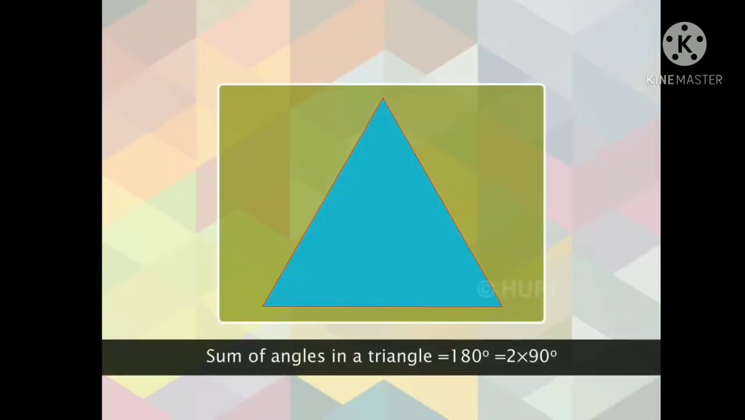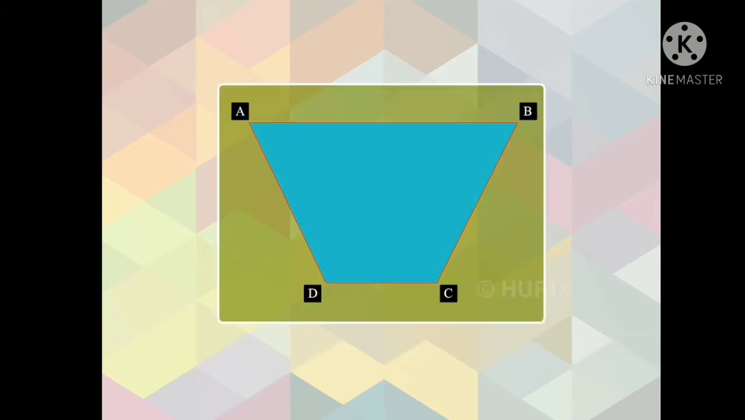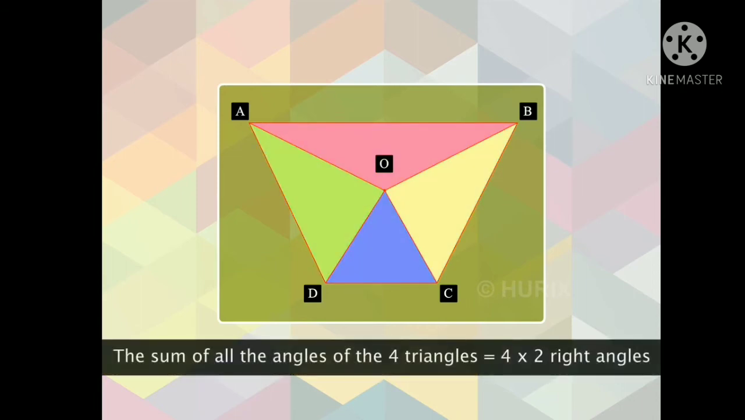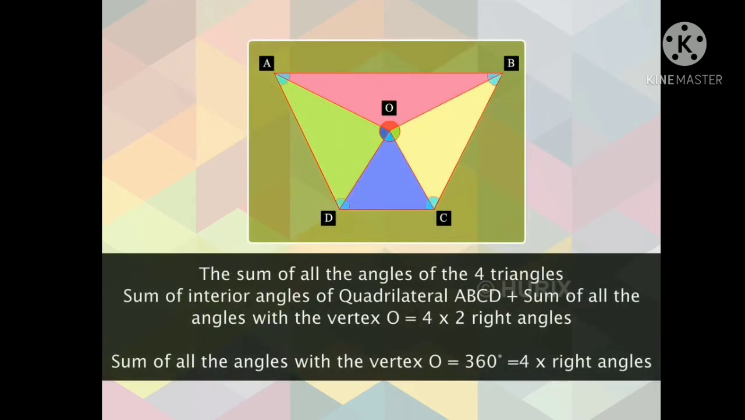Recall, the sum of the angles in a triangle is 180 degrees or 2 right angles. Let us take a point O in the interior of the quadrilateral and join this point to all the vertices. We get 4 triangles as shown here. The sum of the angles of these 4 triangles will be 8 right angles. To find the sum of the interior angles of the quadrilateral, we will have to subtract the sum of all the angles with the vertex O.